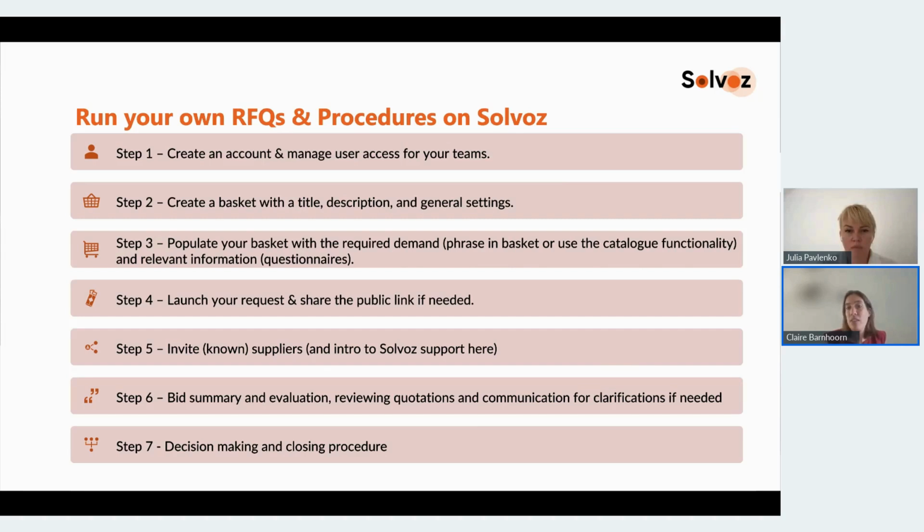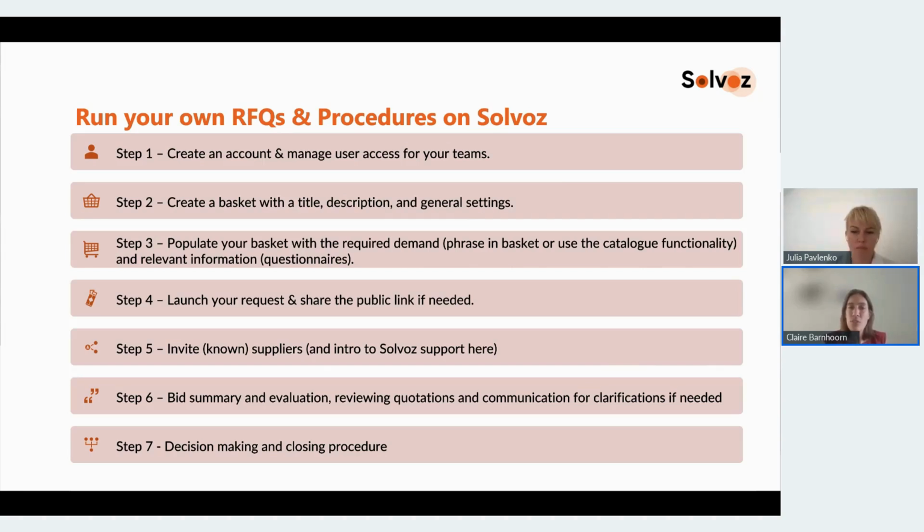Step 4 is when you launch a request. There will be a public link if needed. You can use that throughout your communications, but every procedure on the technology has a unique URL. Then you have the ability to invite known suppliers, if you wish to let suppliers know specifically that you would like to get a quote from them.